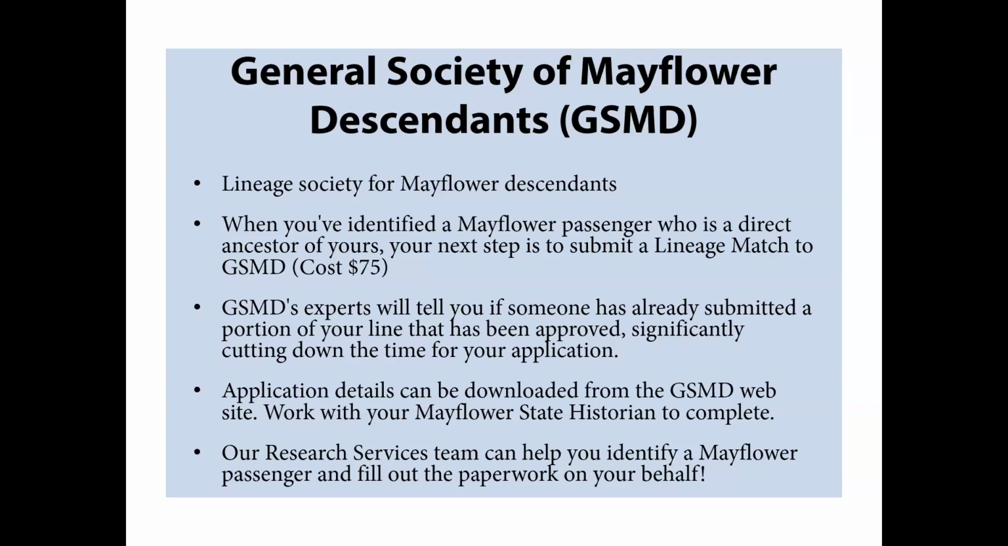Once you've heard back from GSMD on whether the line is ready to go or if it's a brand new line, you then want to work with your Mayflower State historian and complete the application from their website. Each state has its own Mayflower State historian, and they're the ones who will really help you go through that process. I've seen some historians, some are more active than others. They may be able to help advise where to find resources if you're getting stuck before you submit it to the national group.